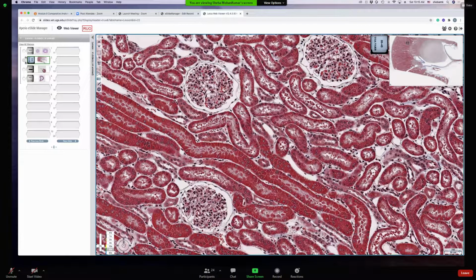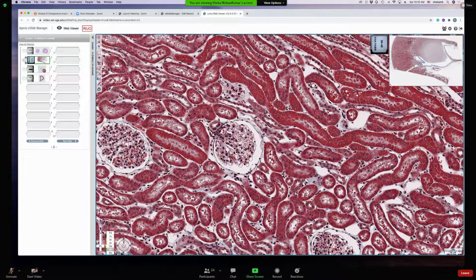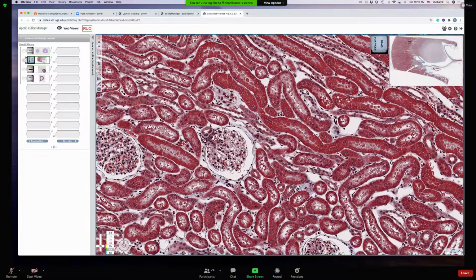So the glomerulus has two arterioles. One arteriole that comes in would be called the afferent arteriole, and then they form this capillary tuft. These are all capillaries. And then there is another arteriole that leaves the glomerulus, which is called the efferent arteriole. This capsule is called the Bowman's capsule. It's lined by simple squamous epithelium, so that would be the parietal layer.